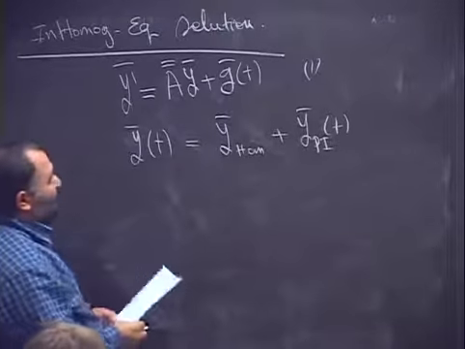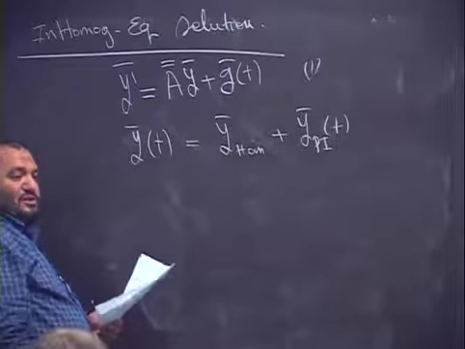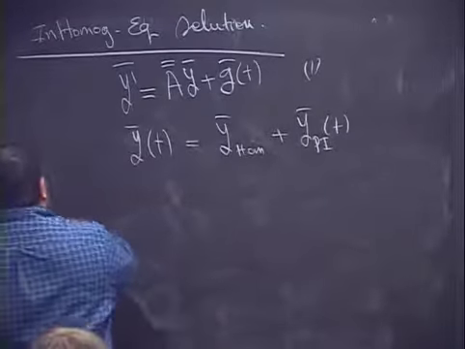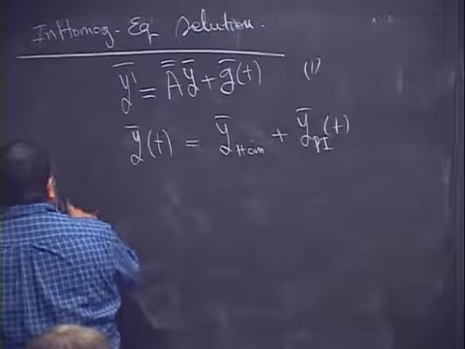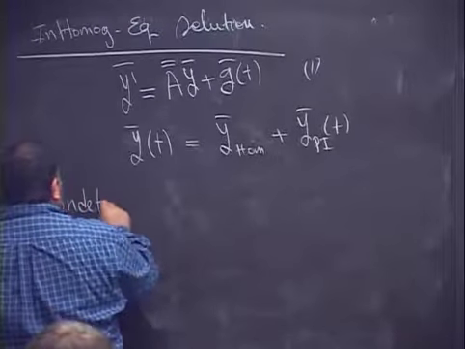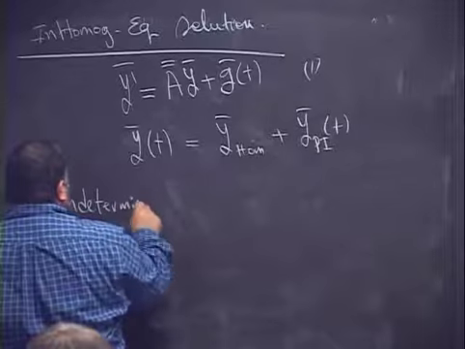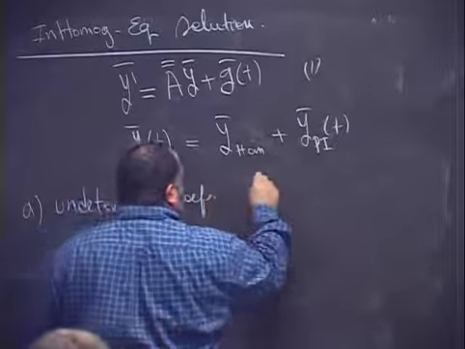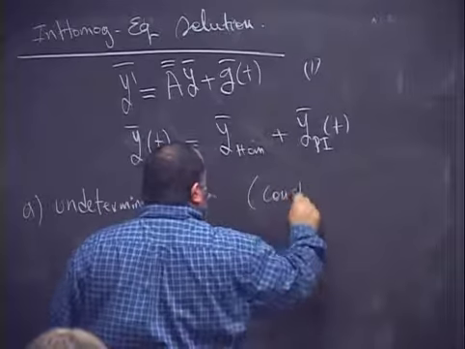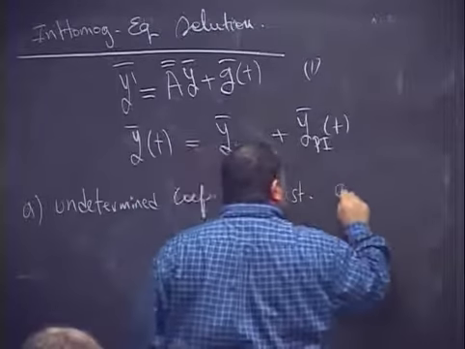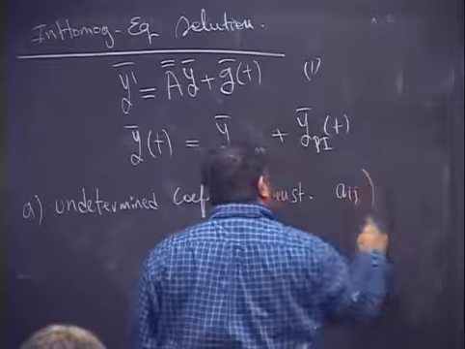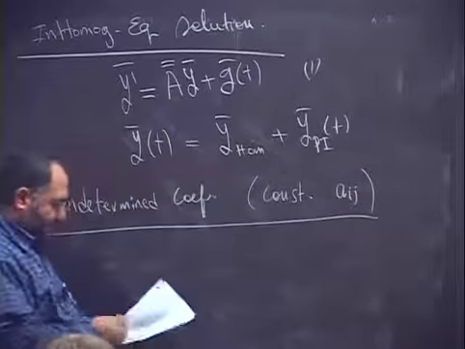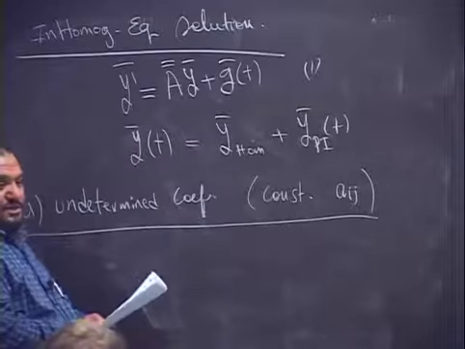So what's the first method we utilize to get the particular integral or particular solution? Undetermined coefficients, and this is for constant coefficients. So the A_ij are constant. Again, last time we stated that what?